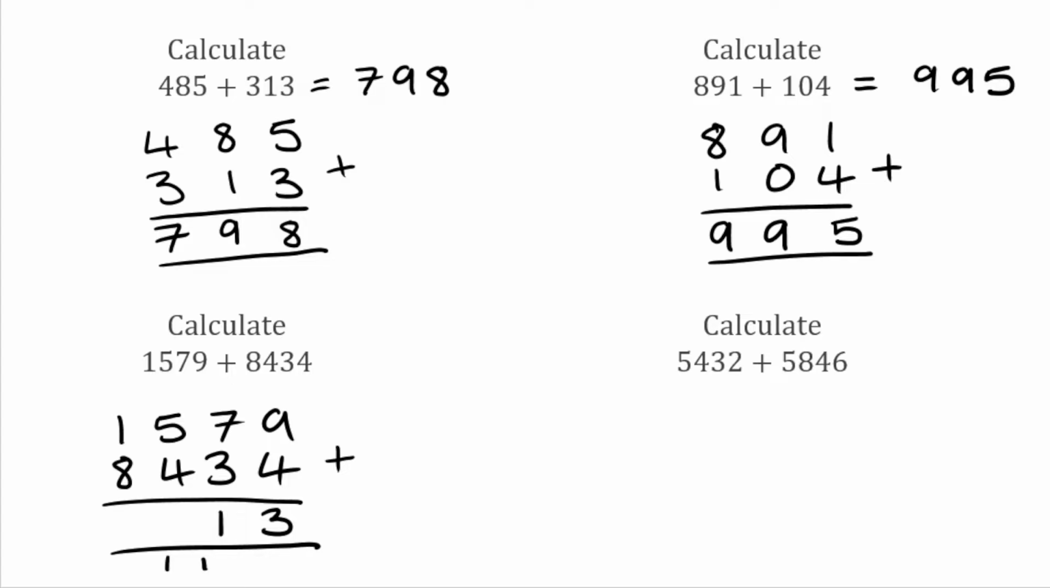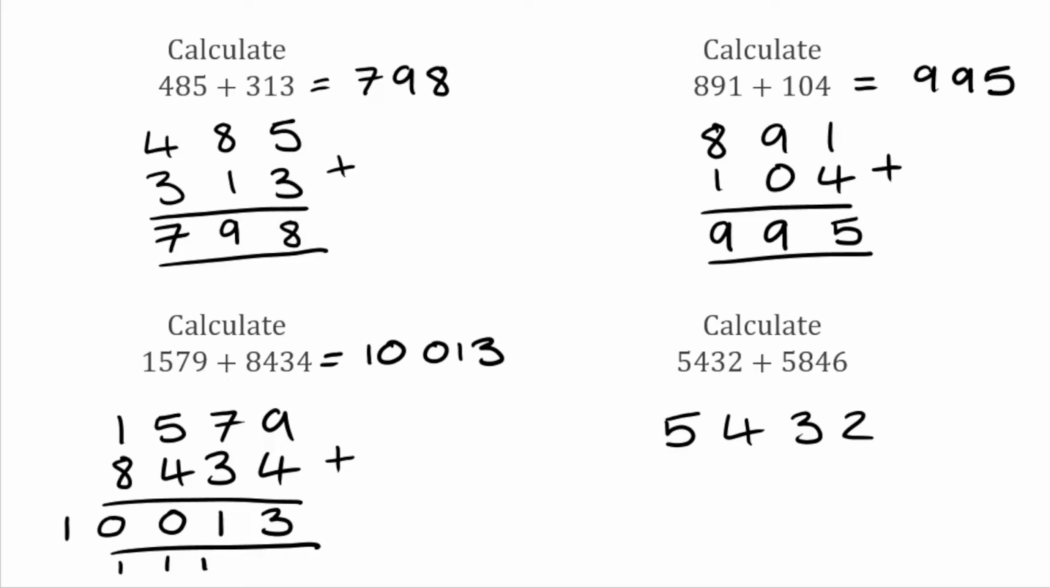We then have 5 add 4, which is 9. Add on the 1, which is 10. So I'd put the 0 here and carry the 1 over. I then have 1 add 8, which is 9. Add the 1, which is again 10. So I'd put 10 there. So the final answer to this question would actually be 10,013.